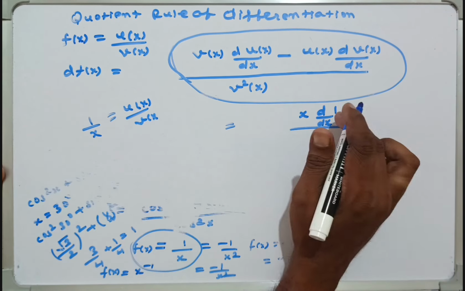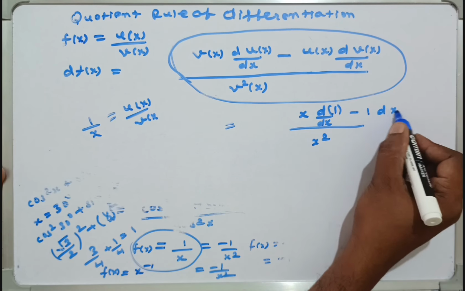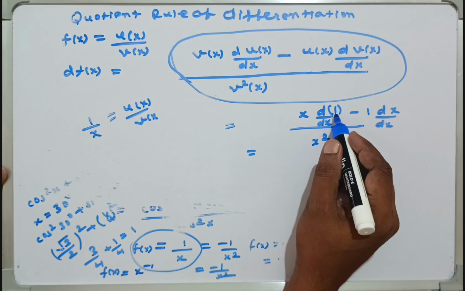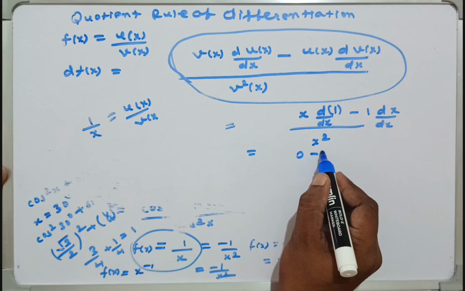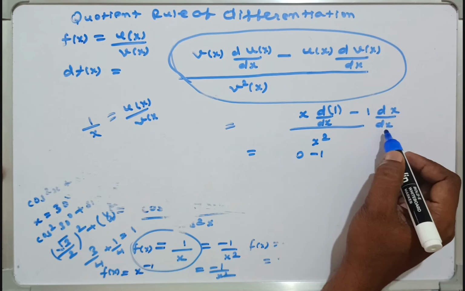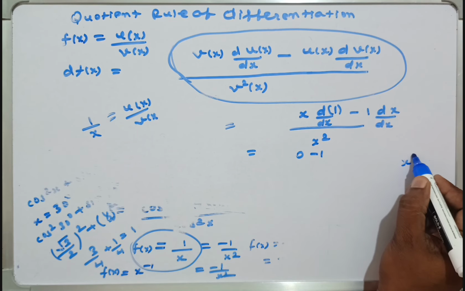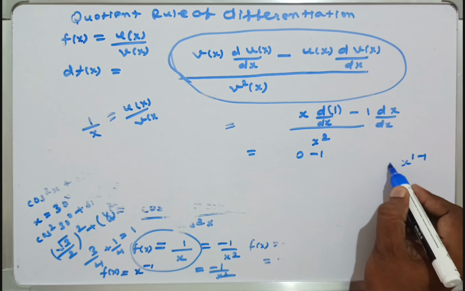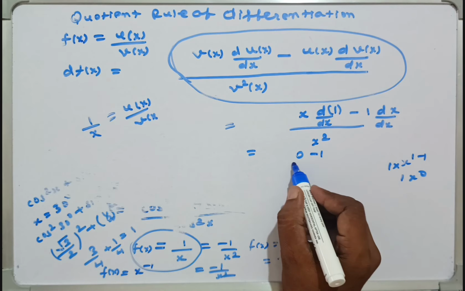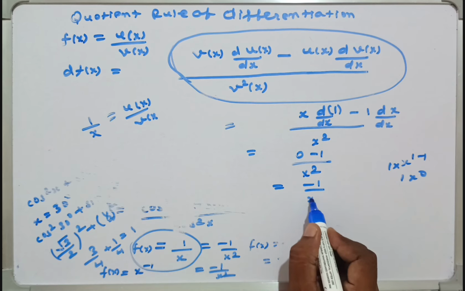Okay, so the derivative of 1 over x is coming as minus 1 times d of x by dx. The constant term's derivative is 0, and dx by dx equals 1, because x to the power of 1 minus 1 is x to the power of 0, which is 1. So this is minus 1 by x square.